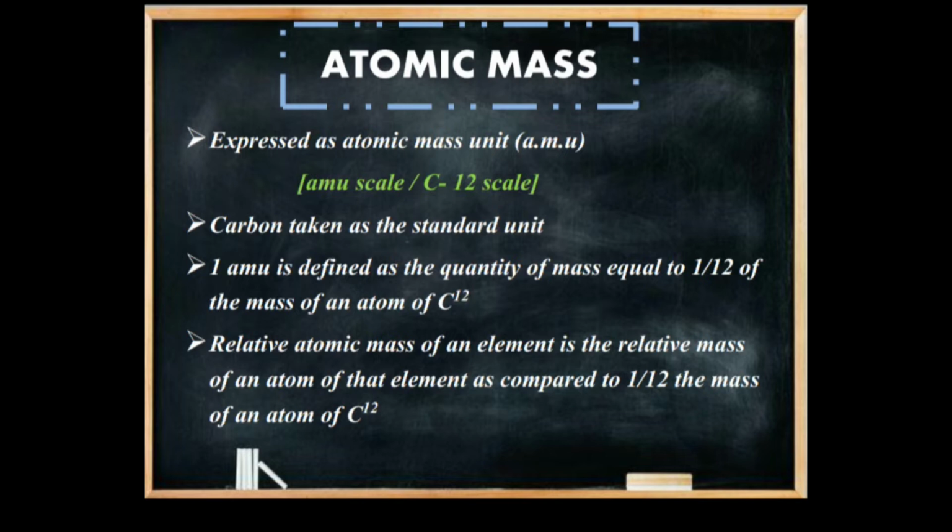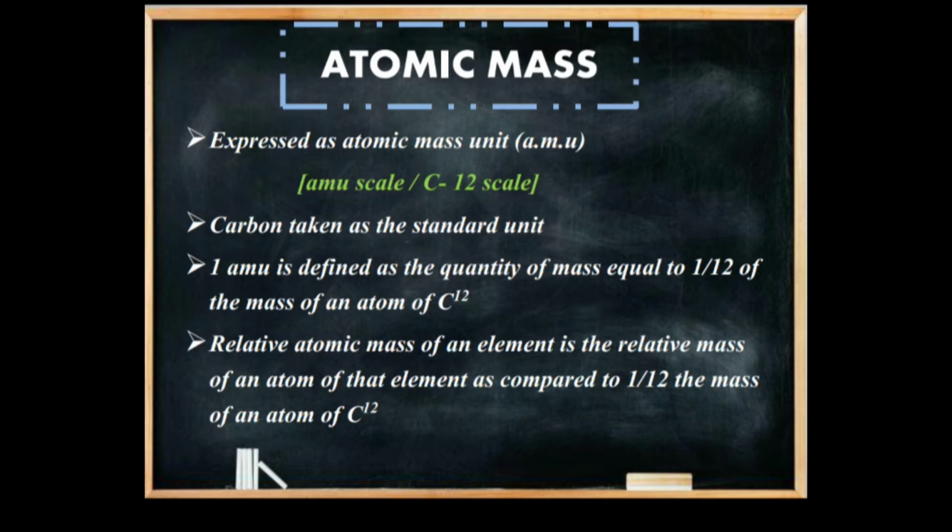The mass equal to 1 by 12 the mass of a carbon atom is 1 unit and is written as AMU, or atomic mass unit. Atomic masses of all the elements are expressed on this AMU scale. This scale is also known as the C12 scale.